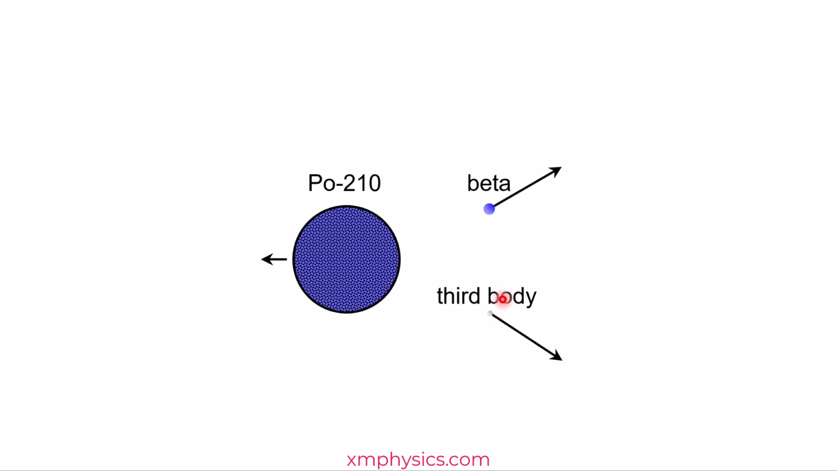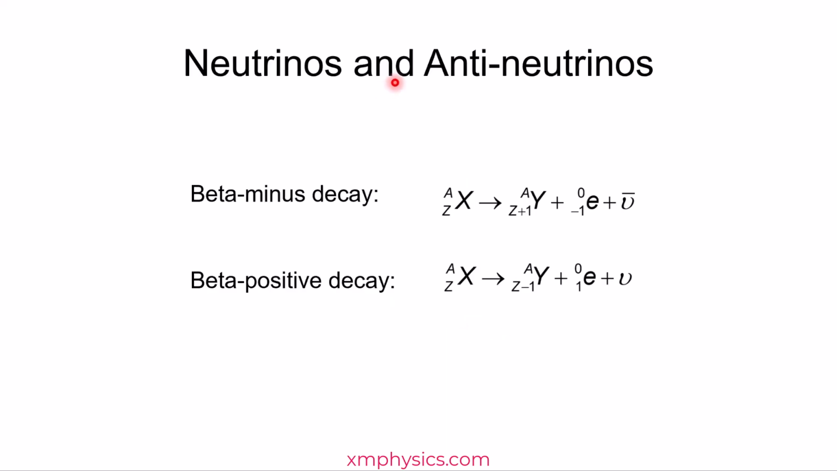It turns out that this third body, if it exists, must have a very, very small mass and also carries no charge and therefore practically doesn't interact with any matter, which is the exact reason why nobody suspected that it existed, right? So it took the scientists many, many years, but eventually this particle was detected and they came to be known as neutrinos and antineutrinos.